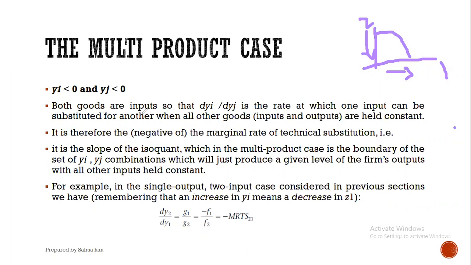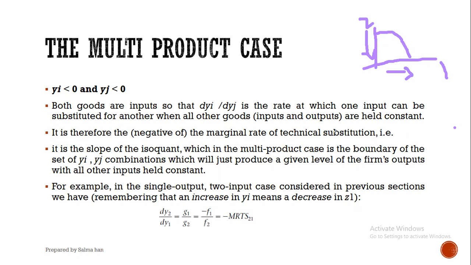Now we know that both goods are inputs. So dyi divided by dyj is the rate at which one input can be substituted for another when all other goods are held constant. Now we are given two goods, i and j. If you want to increase the utilization of one input, then we have to reduce the utilization of the other input. Therefore, we can substitute one good for the other by keeping all the other inputs and outputs constant. It is therefore the negative of the marginal rate of technical substitution.